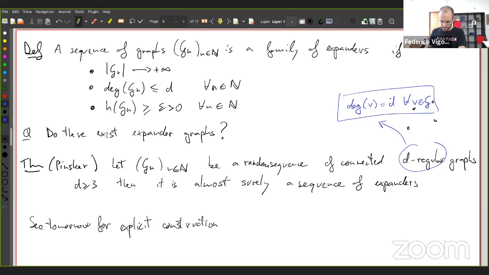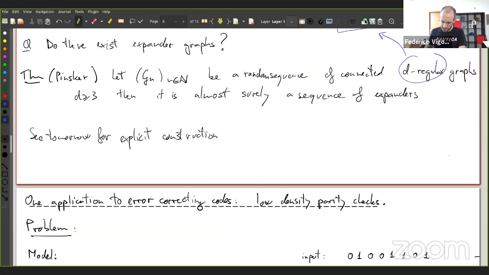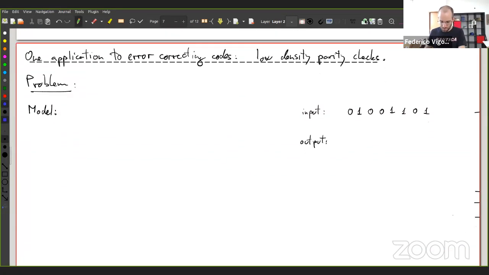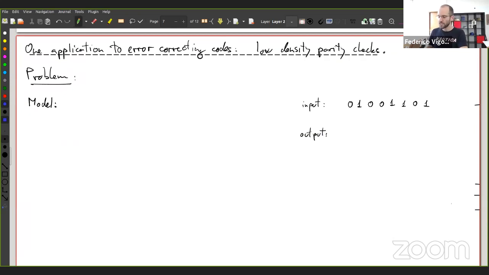So expanders do exist. Tomorrow we're going to see the construction, while right now we are going to see an application. We're going to change topic for a bit and discuss something more concrete. More than an application of expanders, this is an application of the idea of expansion, as we will see later. The application is about error correcting codes, and more specifically, low density parity checks.